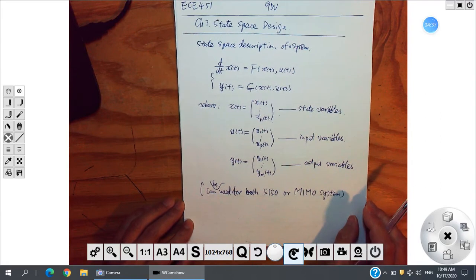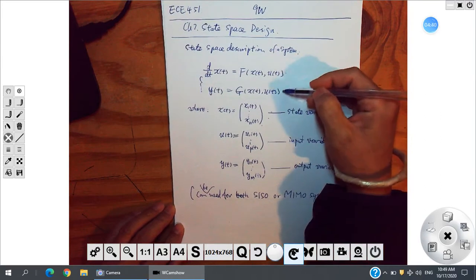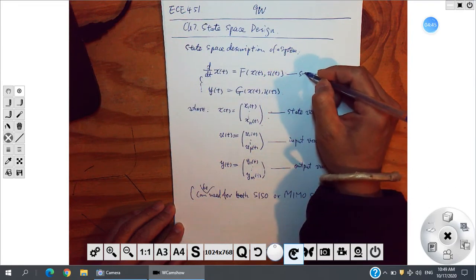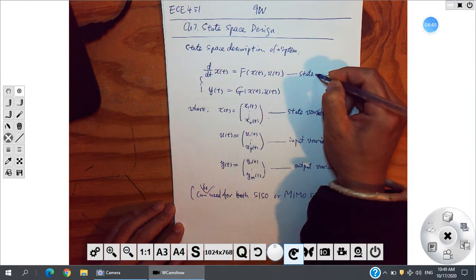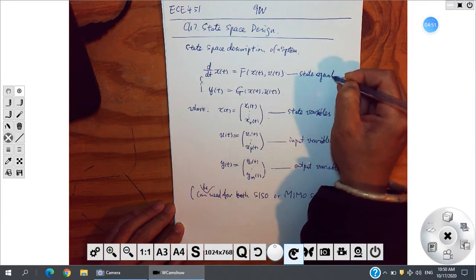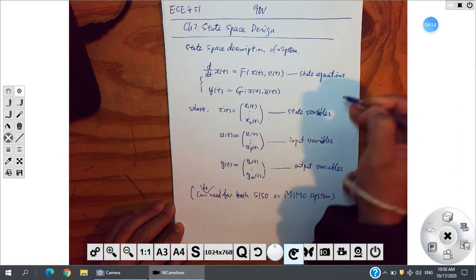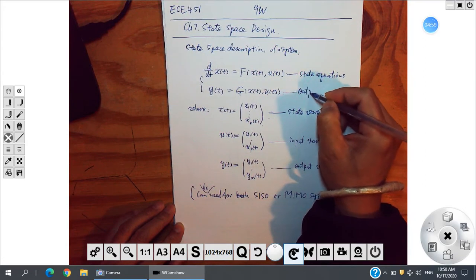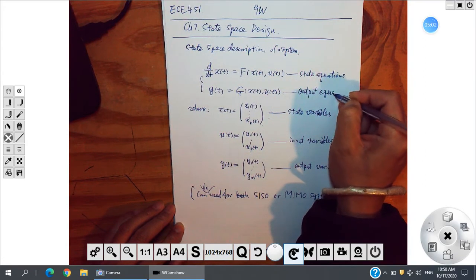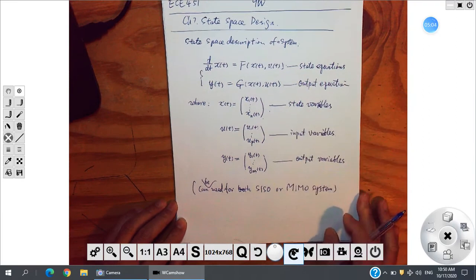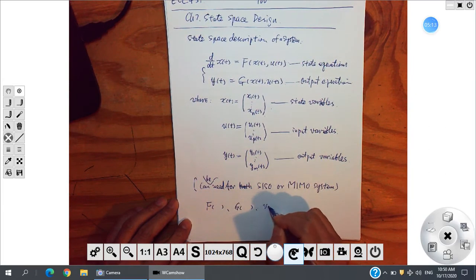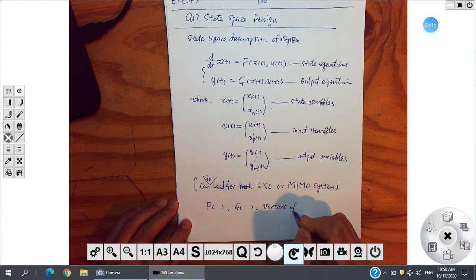And these two equations, this one we call the state equation, and this is the output equation. And f and g are vectors of functions.